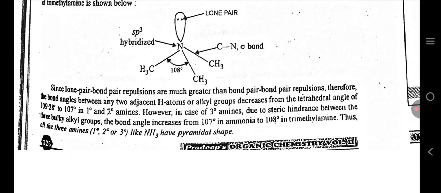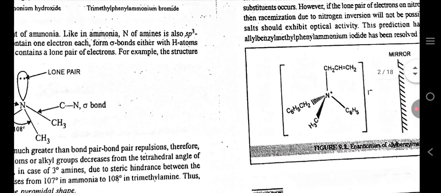Since lone pair bond pair repulsions are much greater than bond pair bond pair repulsions, the bond angles between any two adjacent H atoms or alkyl groups decrease from the tetrahedral angle of 109.28 degrees to 107 degrees in primary and secondary amines. However, in case of tertiary amines, due to steric hindrance between the three bulky alkyl groups, the bond angle increases from 107 degrees in ammonia to 108 degrees in trimethylamine. Thus, all the three amines, like NH3, have pyramidal shape.